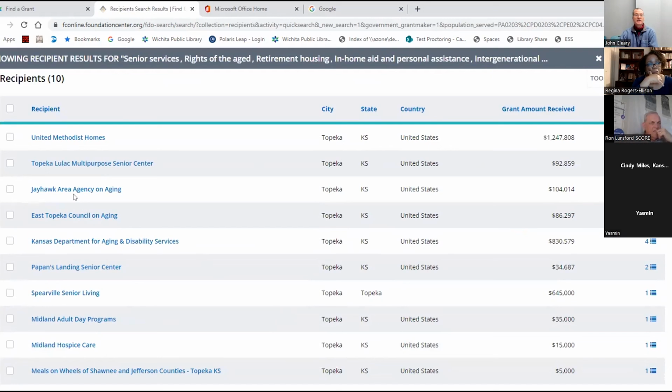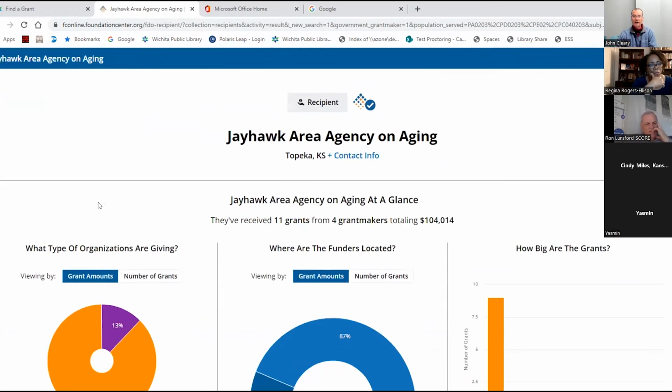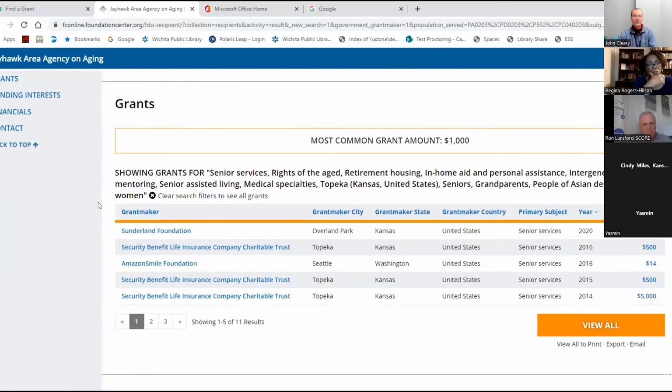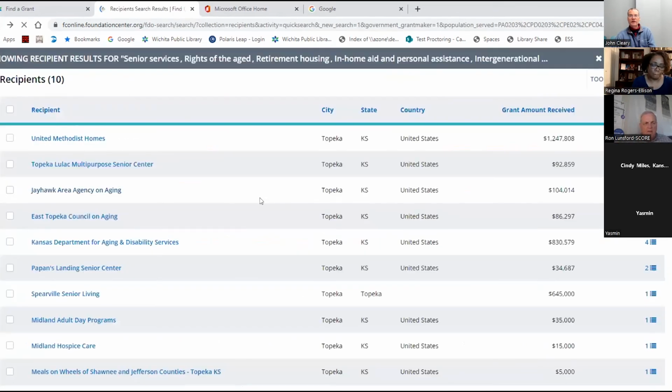Again, you can either select your agency or pick one of the agencies and see who has funded them for these grants. If you have a similar type of mission or purpose or target audience, this may be a good grant match for you as well. And it can tell you which grant makers have funded them and how to apply for them. So they got monies from Sutherland Foundation in Overland Park, Security Benefit Life Insurance Company Charitable Trust out of Topeka, Amazon Smile, which is the philanthropic division of Amazon, their foundation, and Security Benefit Life Insurance Charitable Trust. So they all funded senior services in the Topeka area. And so that's how you can find a grant for that.